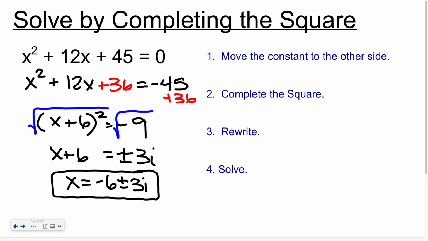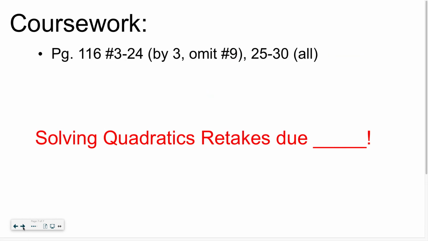Right? So that's another one where you weren't able to factor that. There are no factors of 45 that add to make 12. So you would either have an irrational or an imaginary solution that you would need to complete the square to find.